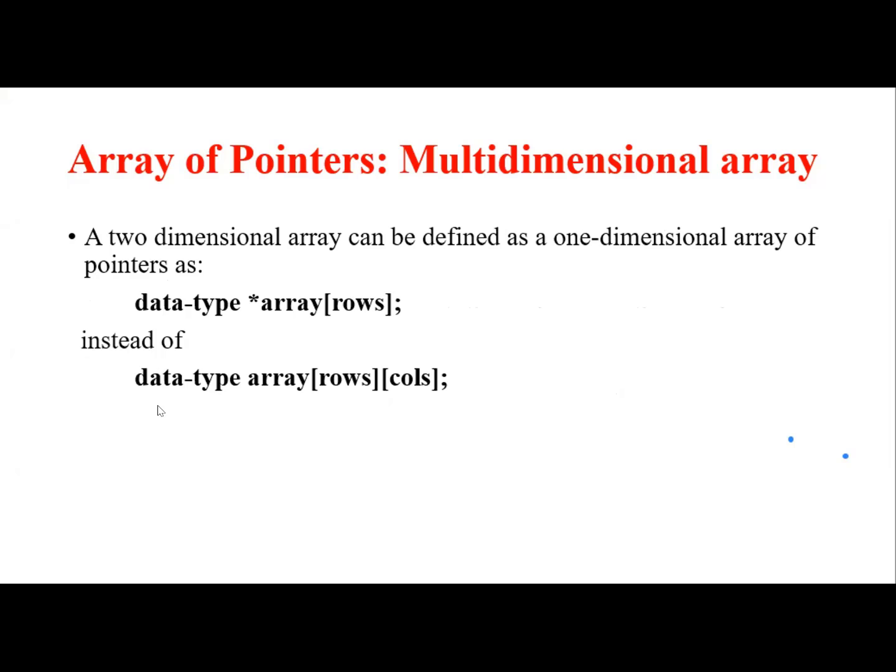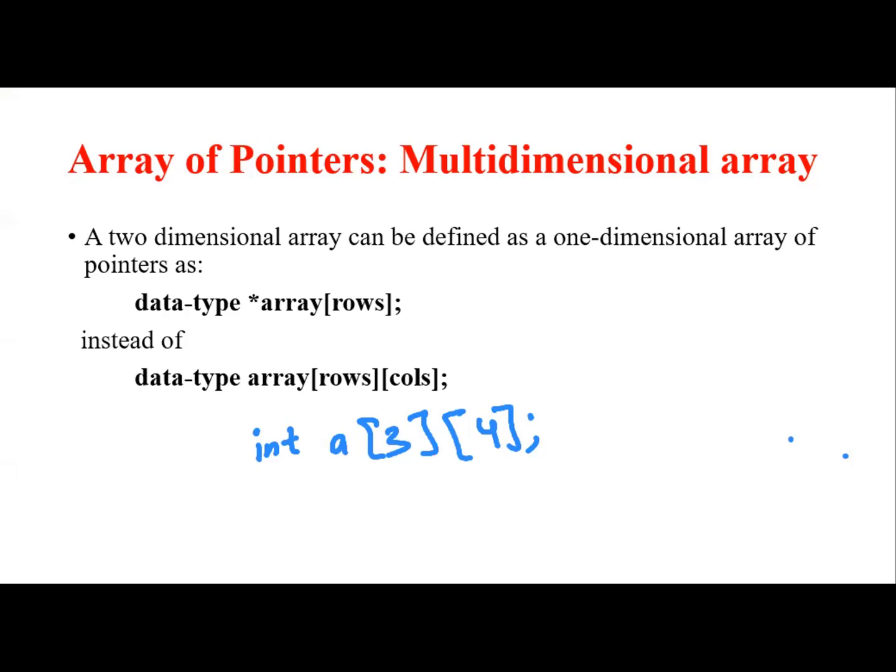So this is the conventional way of defining the array, right? We write data type, then name of the array, then rows, column. So this is how we write it, right? For example, let's say int, then you write a, then row, let's say it is 3, then let's say our column is 4. That's how we define our array, right?